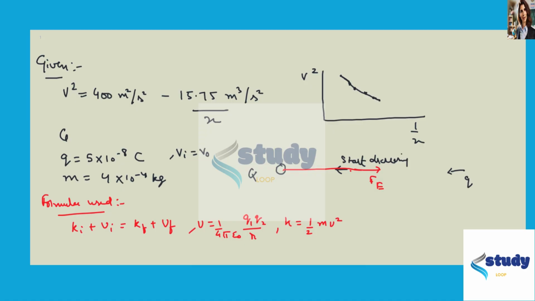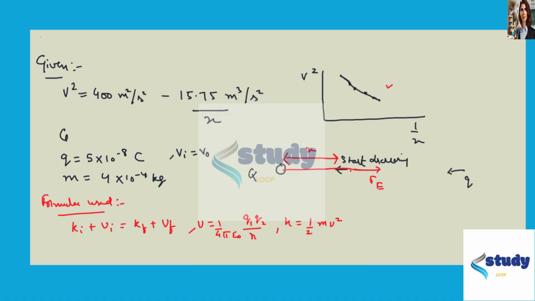And that's why we have this equation: v squared equals 400 m²/s² minus 15.75 over x m³/s². So this is the dependence of v squared, the velocity squared of this particle, on the distance, and this x is the distance between those two. And this is a linear graph.